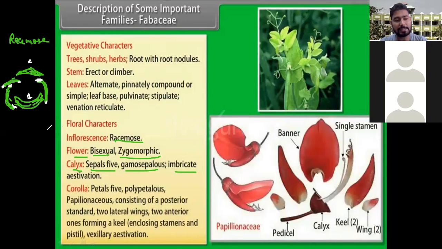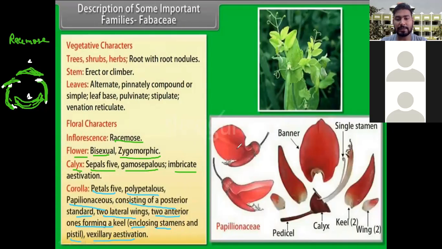But the corolla is very specific. You can see the corolla is a very important and specific type. Look at it. Corolla, five petals means pentapetalous. Polypetalous means petals are free. And papilionaceous type. These are the Papilionaceae, consisting of a posterior standard, two lateral wings, and two anterior ones forming a keel enclosing stamens and pistil, with vexillary estivation. This type of estivation is known as vexillary.